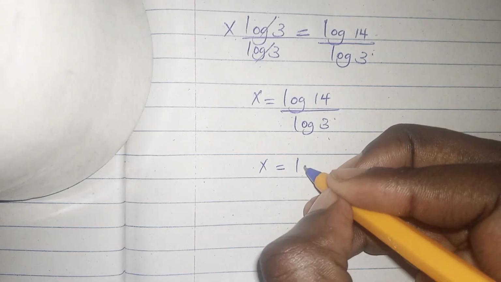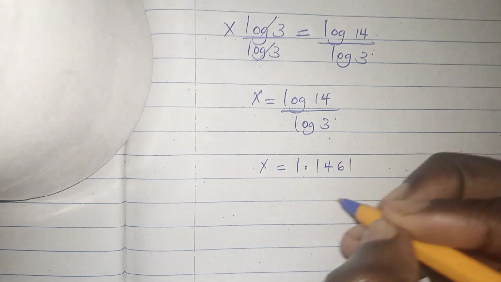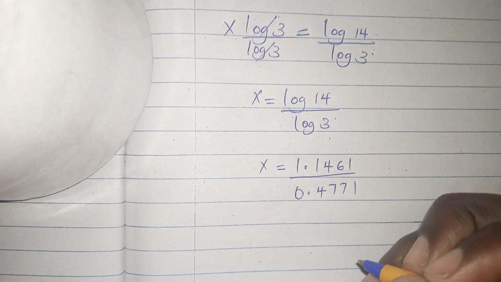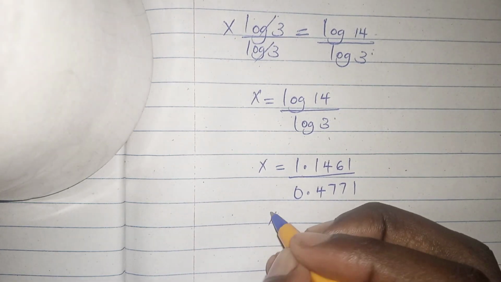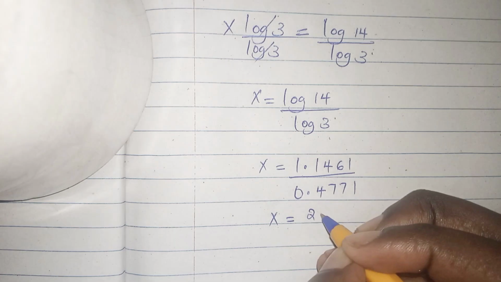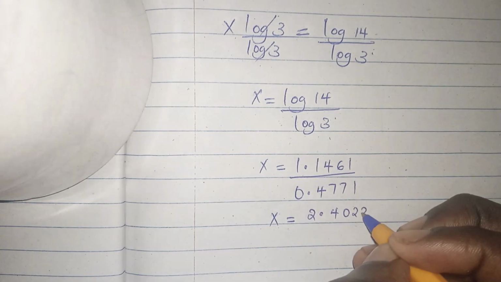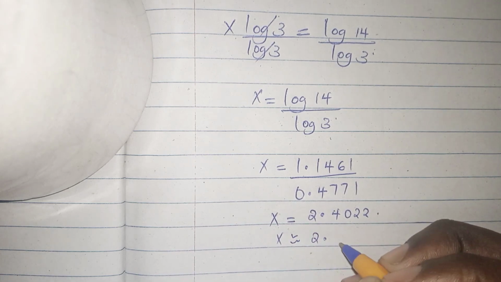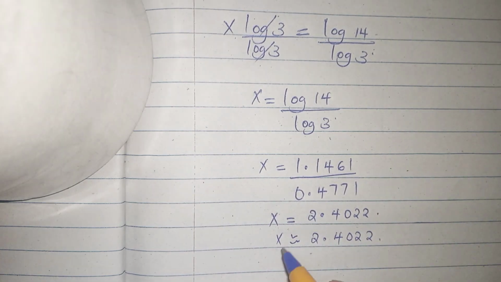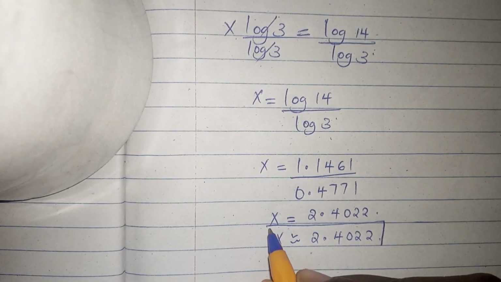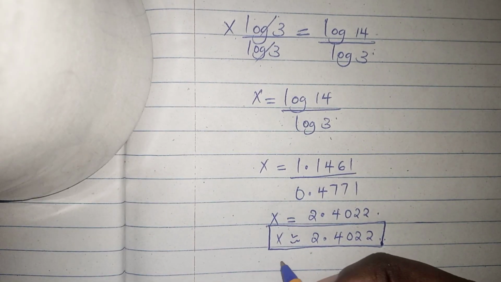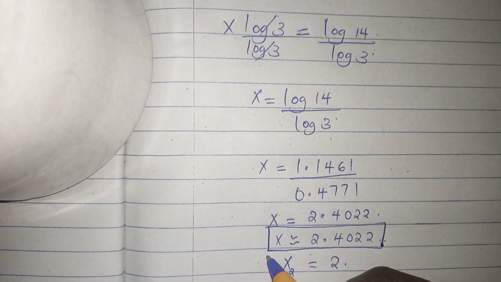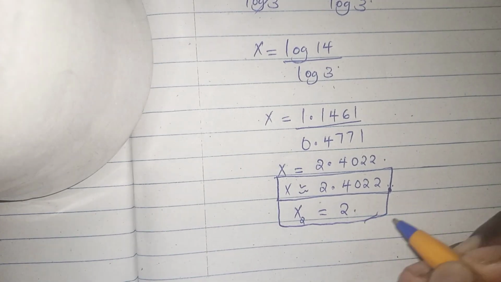Log 14 gives us 1.1461 over log 3, which is 0.4771. So if you evaluate this, x is equals to 2.4022, whereby we can conclude that x is approximately 2.4022. So we then have two values of x. This is our first value of x, and our second value of x is equals to 2. So we've solved our equation. This is our final solution.